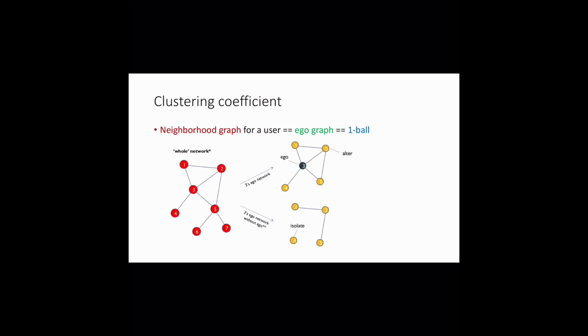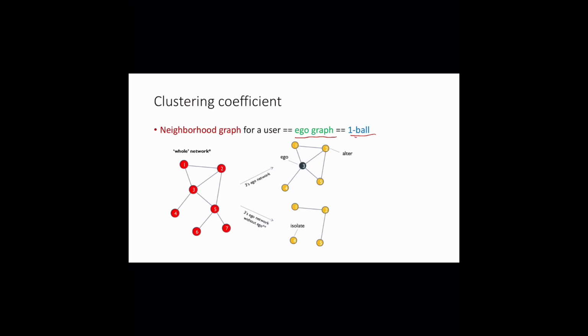But before we can calculate the clustering coefficient, we need to know the neighborhood graph, which has the same word neighborhood as before, but it's actually quite different. This time the neighborhood of a user is the friends of the user, so actually the same definition that we used for calculating the node degree earlier. The neighborhood graph is also known by other names like the ego graph or the one ball.